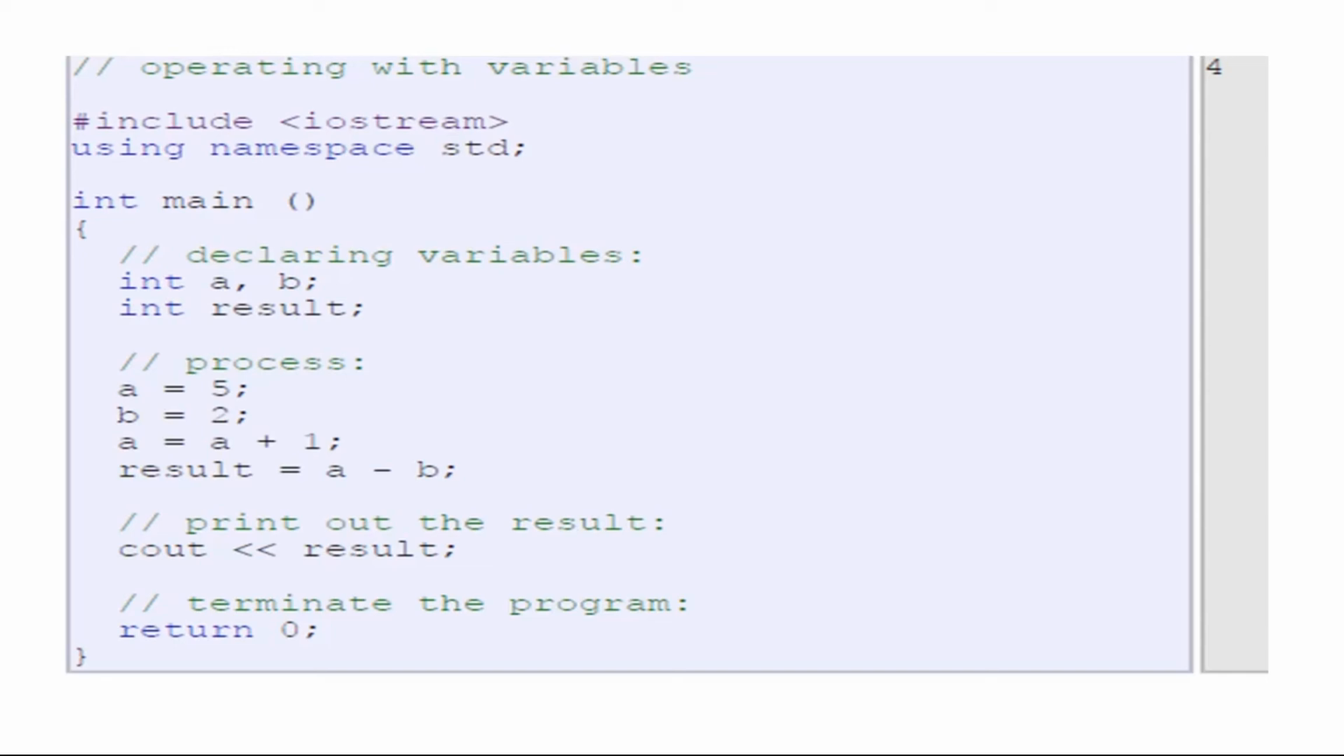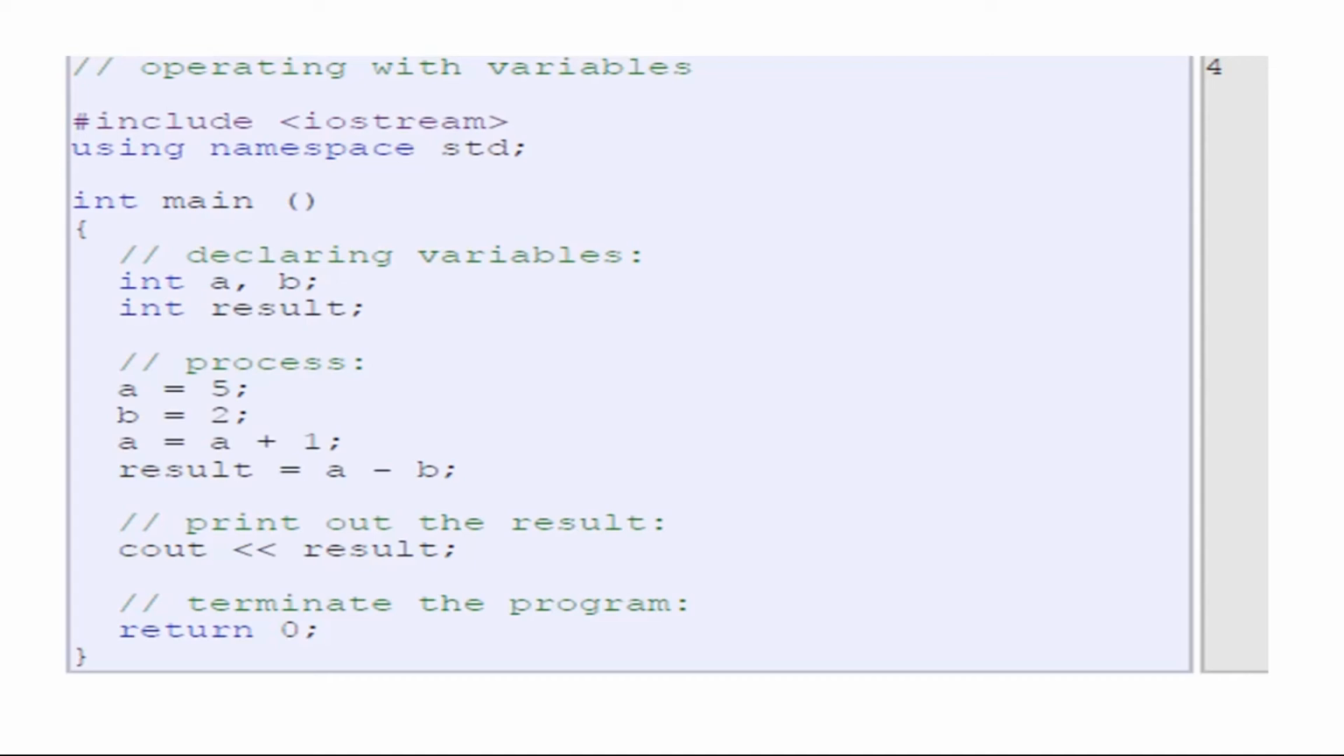a is equal to 5, b is equal to 2, a is equal to a plus 1 semicolon, result is equal to a minus b semicolon. Print out the result. cout result. What is the result? Result means a minus b. ስለዚህ result, a, b የሚለውን መጀመሪያ ላይ ዲክሌር ካረግን በኋላ ምን አደረግን? to value assign, a value ሰጠናቸው፣ ኢኒሻላይዝ አረግናቸው ማለት ነው። ለእያንዳንዳቸው የራሳቸው የሆነ value ስንሰጣቸው ኢኒሻላይዝ ሆኑ ማለት ነው። ስለዚህ result is equal to a minus b. What is a? What is b?